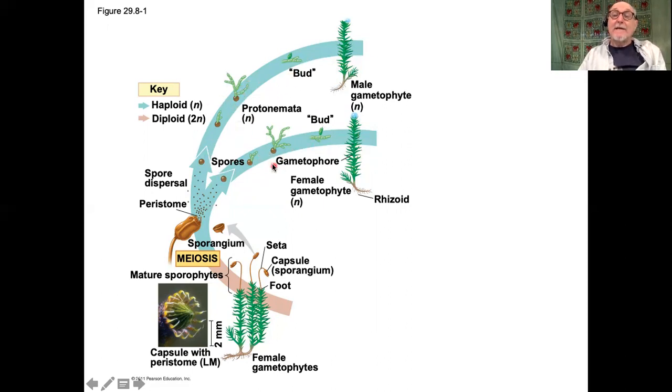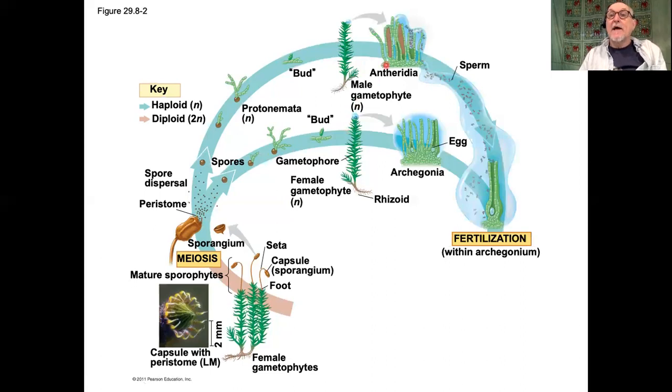So the spores are haploid, and the gametophyte is haploid. So the gametophyte produces gametes, but it does so by mitosis. It doesn't have to undergo meiosis because it's already haploid. Remember, the sperm are produced in an antheridium, that's the male organ for production of gametes. The females produce eggs in an archegonium, and the females hold on to that egg. The sperm, of course, is released into the environment.